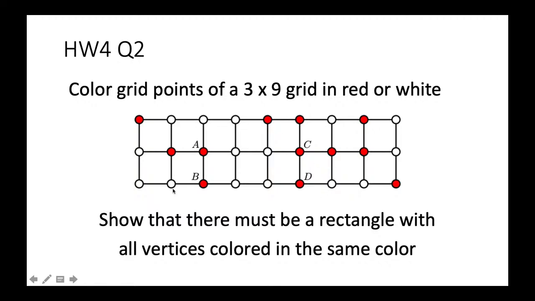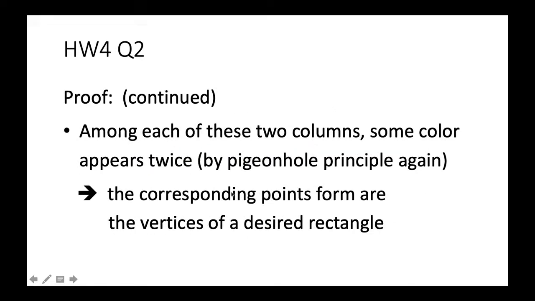Now, if we focus on these 4 white vertices, they form the corners of a certain rectangle, and they are all in the same color. So the corresponding points are the vertices of a desired rectangle. Okay? Yeah, form the corners. Okay, so there's some English mistake here. But I hope you understand what I'm saying.